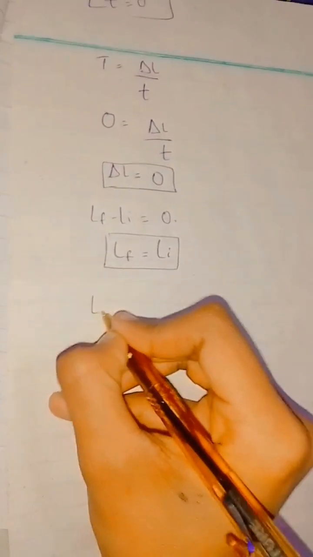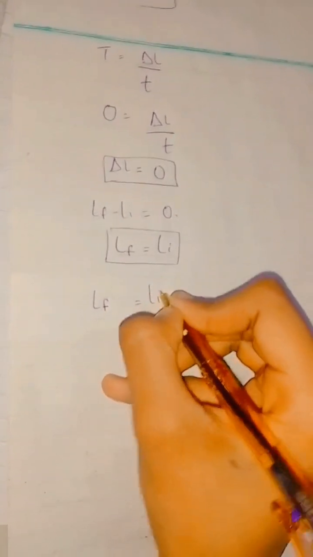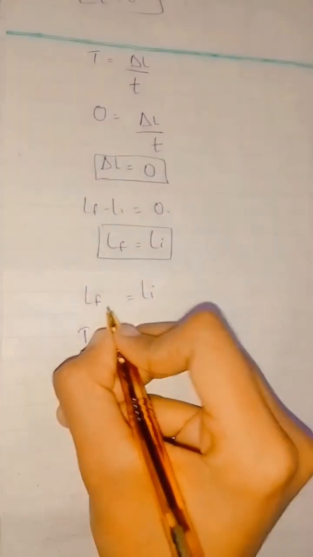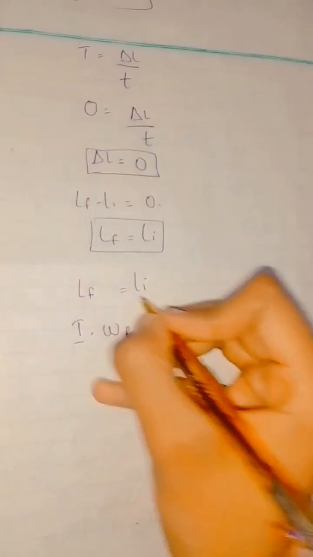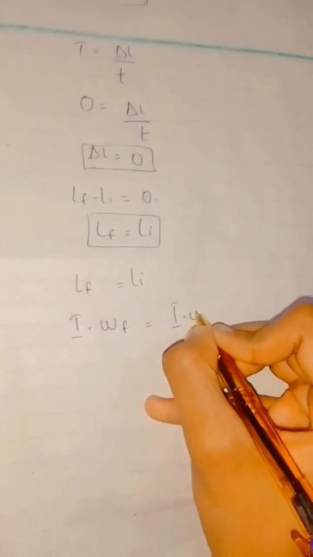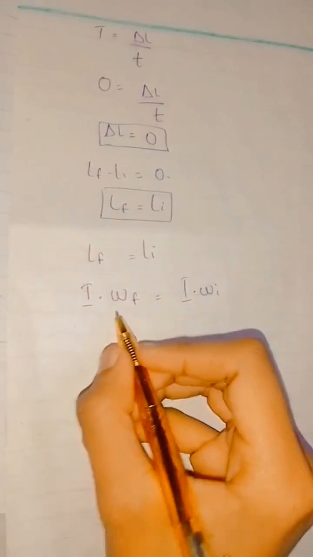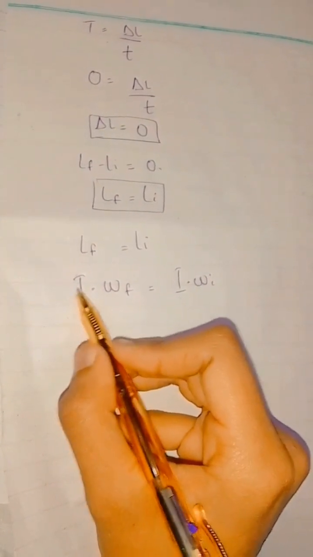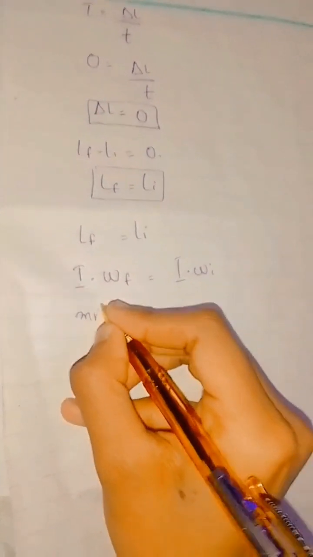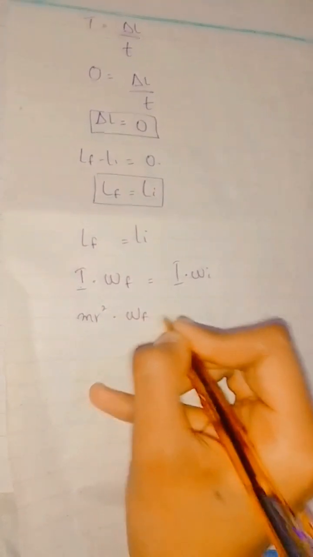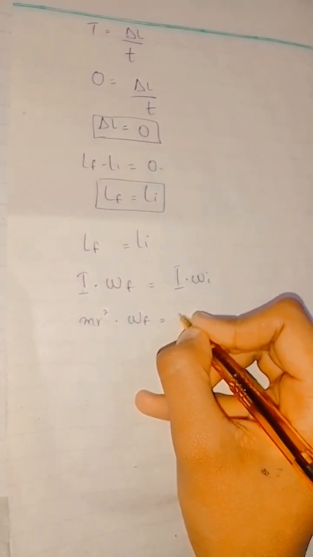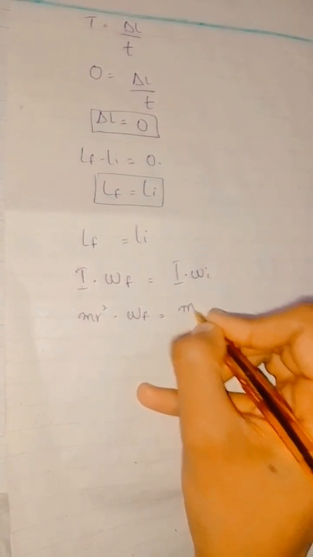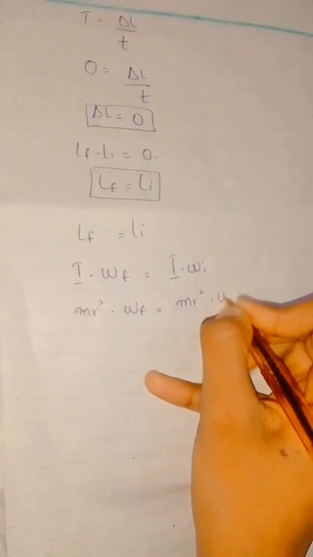Now here, Lf is equal to Li. L is equal to I into omega. So the final one we write as final, and the initial one is also I into omega, which we write as initial. Here I is equal to mr square, so it is mr square into final angular velocity, and mr square again for the initial.